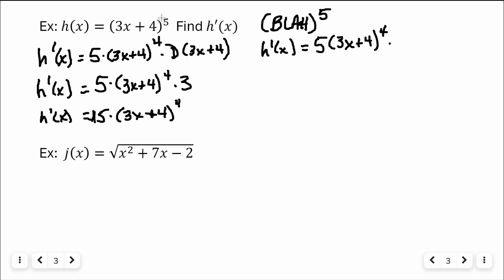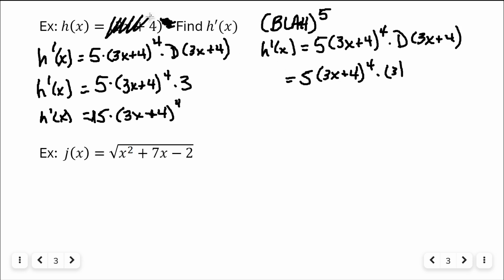Now come up here, cross this out. You just derived the fifth power, right? We used the power rule. That's the thing we derived. What's left inside to derive is the 3x plus 4. Okay, so that's 5. Bring all this stuff down. Don't do anything with it. The derivative of 3x plus 4 is 3. Now, come back up here. We just derived 3x plus 4. There it is. Cross it out. There's nothing left to derive up here. We derived everything. So we must be done deriving. And my answer is 15 times (3x plus 4) to the fourth power.